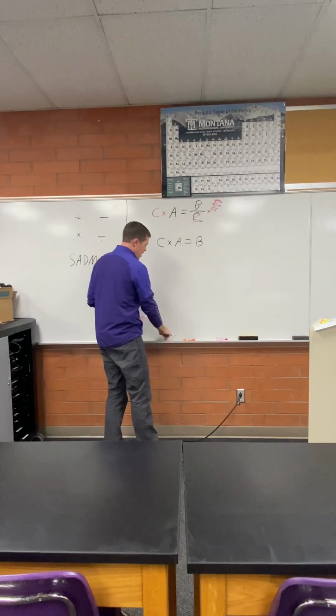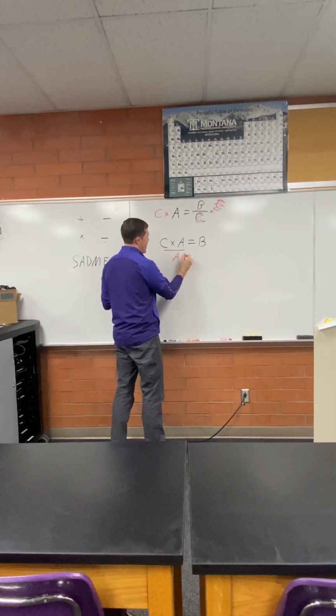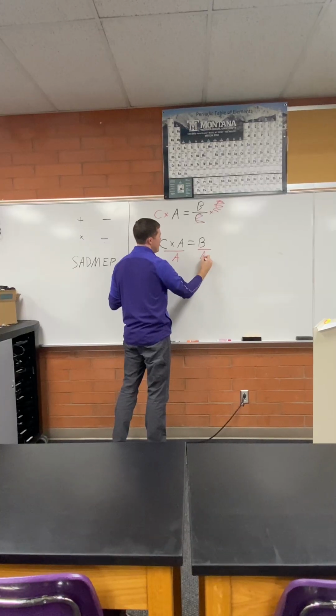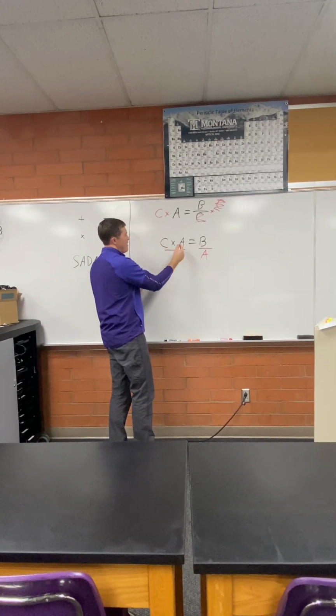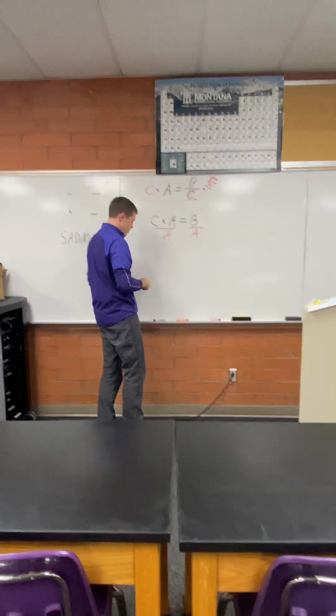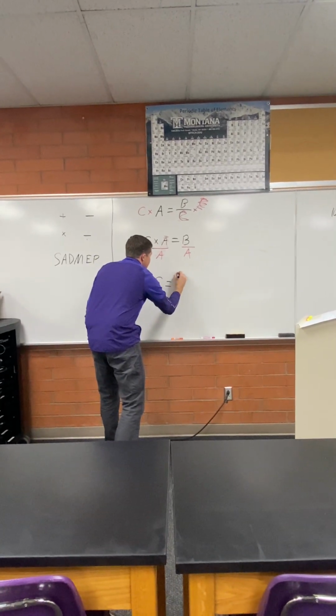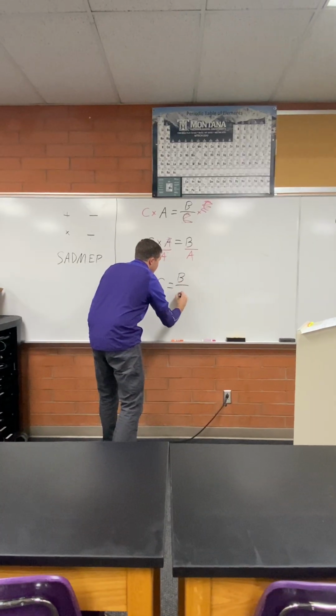If we're multiplying by a, the opposite would be to divide by a. You do that to both sides. Now you have a divided by a on this side. We can cancel those out, they go away. And what you end up with is c equals b divided by a.